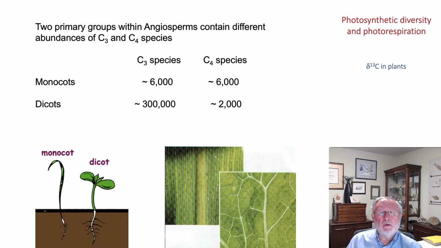There are 2 primary groups in angiosperms that contain the C3 and C4 species. Monocots have about 12,000 species, and about half of them are C3 and half are C4. Dicots represent about 300,000 species, but only 2,000 have C4 photosynthesis. An important and distinguishing feature associated with C4 photosynthesis and the abundance in the monocots is the notion of parallel veinal structure in monocots versus the reticular or web-like structure in dicots.